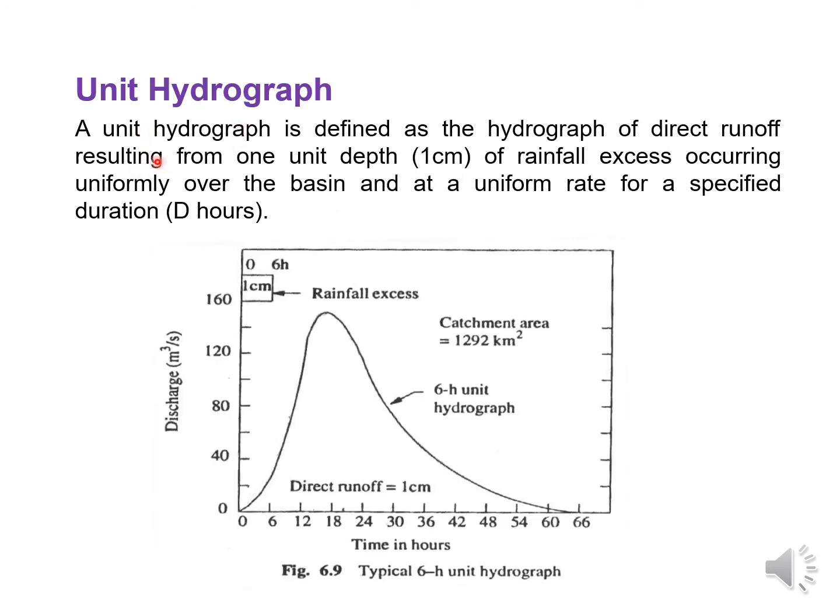Unit hydrograph. A unit hydrograph is defined as the hydrograph of direct runoff resulting from 1 unit depth of rainfall excess occurring uniformly over the basin and at a uniform rate for a specified duration. Simply, we can say a unit hydrograph is a discharge hydrograph resulting from 1 unit of net precipitation distributed uniformly over a watershed. Here we can see this is a unit hydrograph.